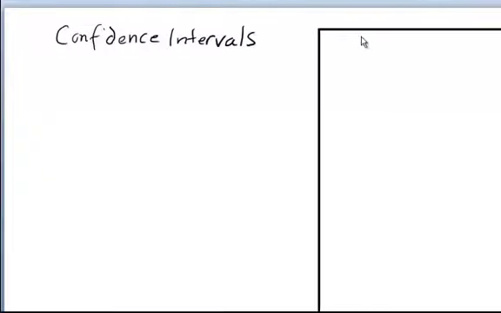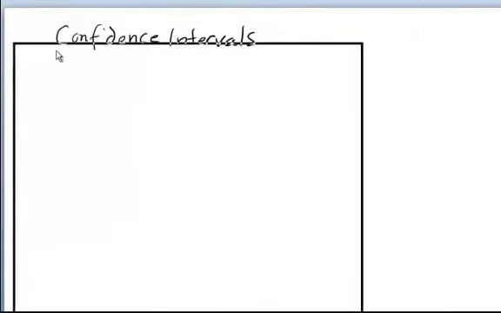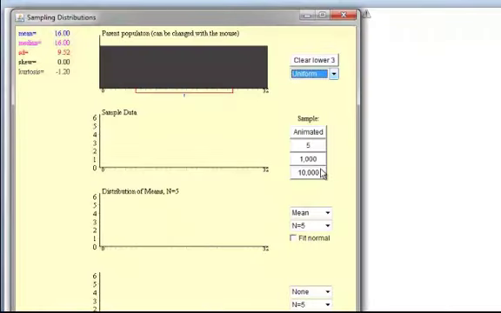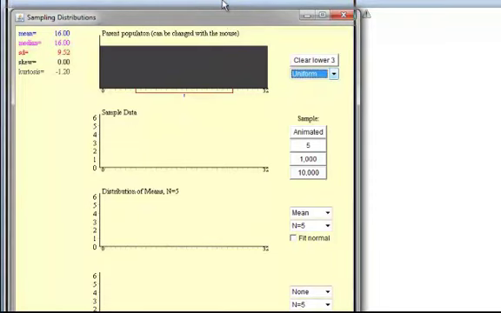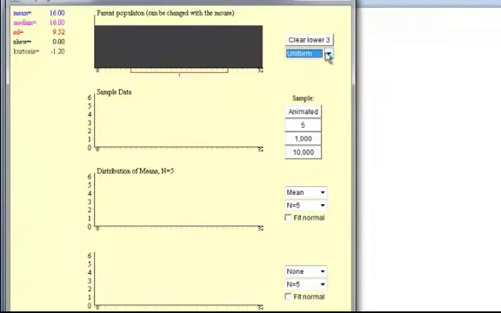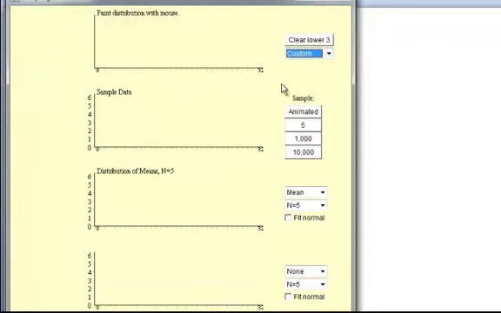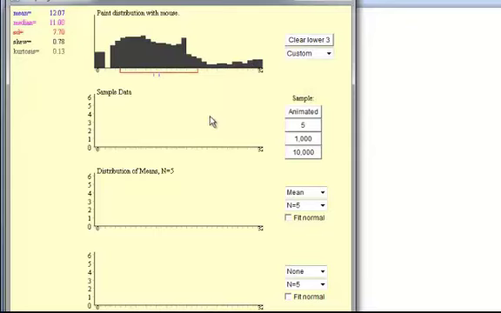Alright, today we're going to talk a little bit about confidence intervals, and I'm going to give you a number of examples. Let's start out by bringing our old friend back here. We can see from this animation that I can make a custom type of distribution, whatever I want.